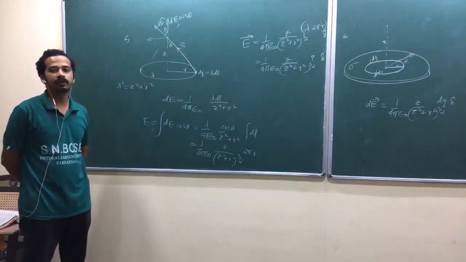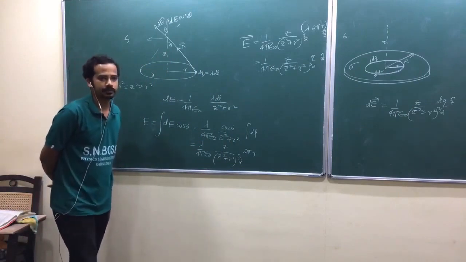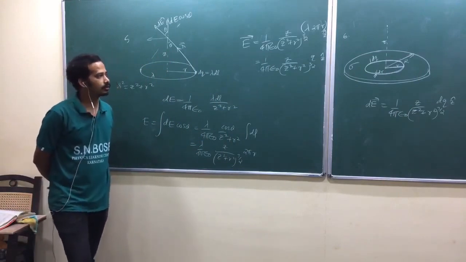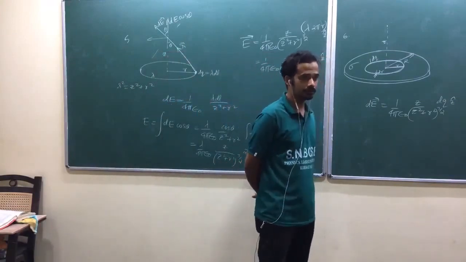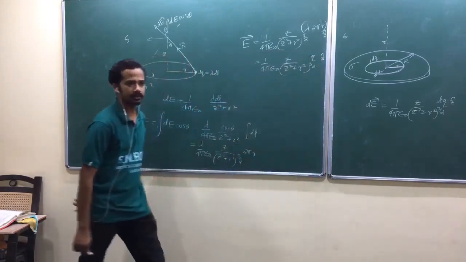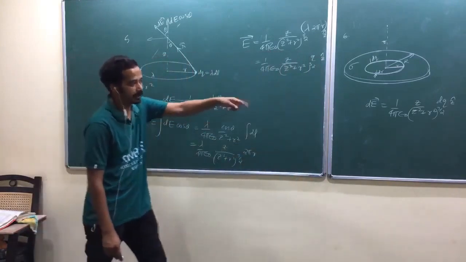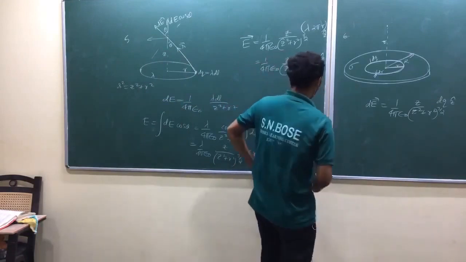Now I have to integrate that one. So how should I integrate? Wait a second. Now you have to write dq properly while integrating with respect to r. Where does that r come from? You have dq. So writing that dq is the main step.